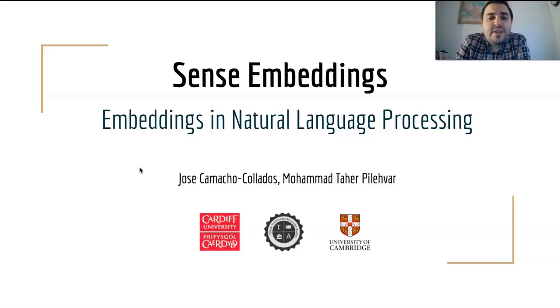Sense embeddings represent one of the smallest linguistic units in NLP. And for sure, they represent the smallest meaning unit that we are going to study in detail in this tutorial. But what are sense embeddings?